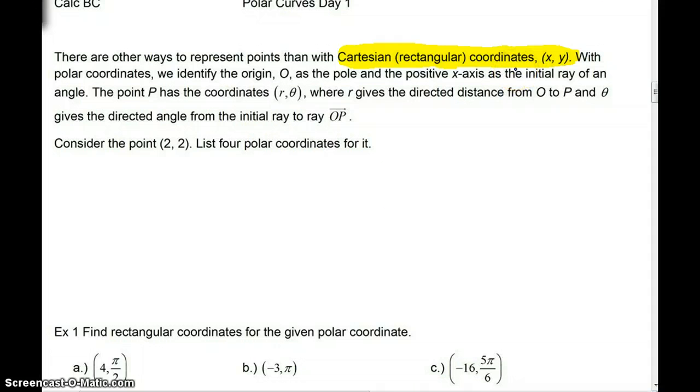We have an x comma y. X is your horizontal distance, y is your vertical. You can move left, right, up, down and arrive at a point. But there are other ways we can do that. Today we're learning polar coordinates.